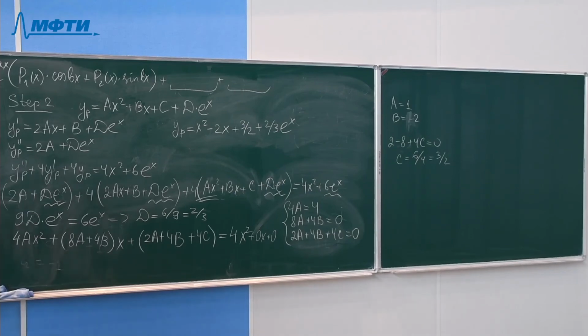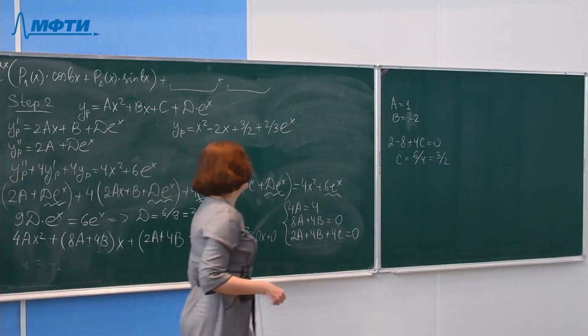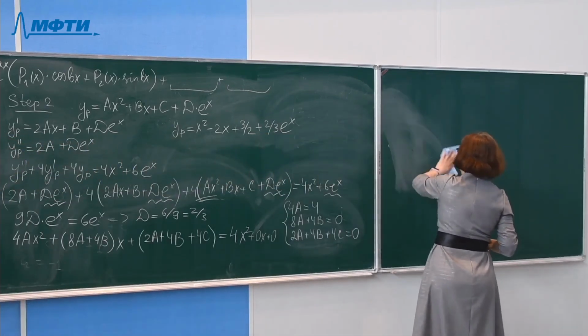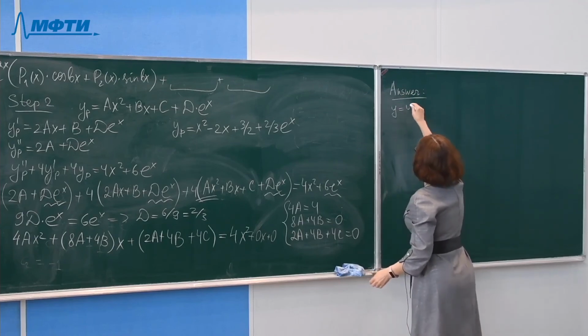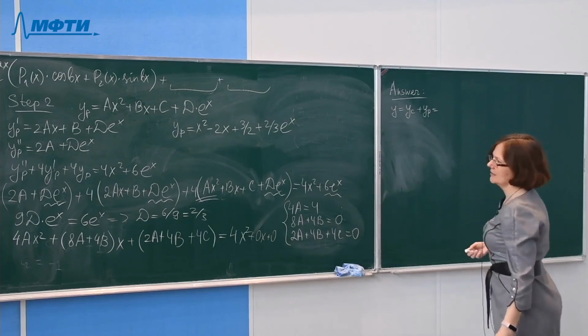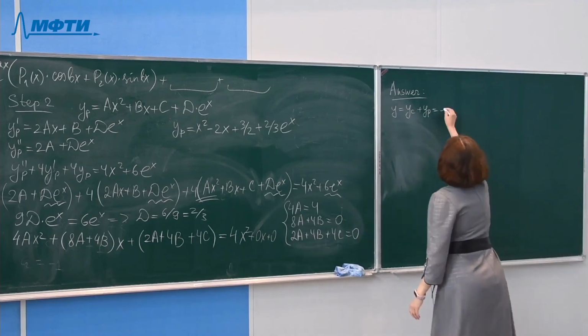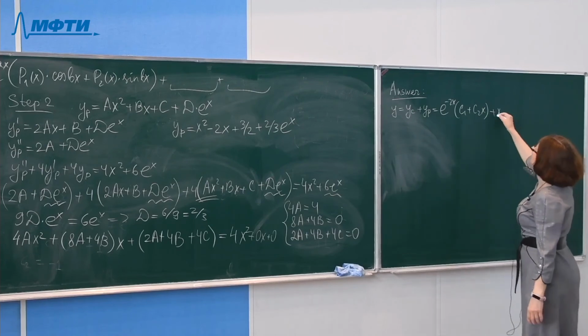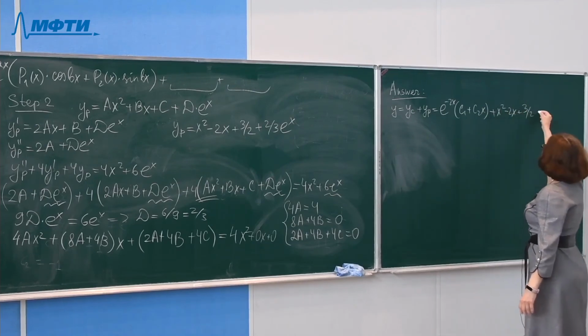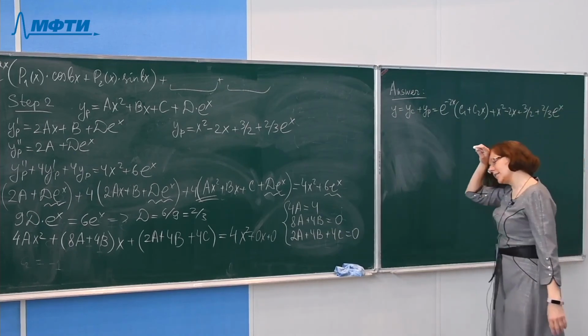You can ask questions if you have any. Do you have questions? Maybe it's too difficult, right? The answer is yc plus yp. Right, the answer is yc plus yp. Yc is e to negative 2x, plus yp, which is x squared minus 2x plus 3/2 plus 2/3 e to x. Well, so this is the answer.